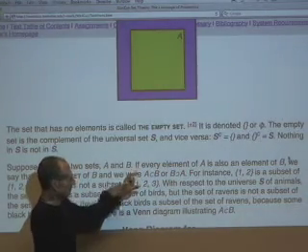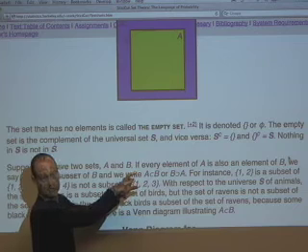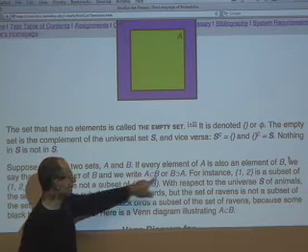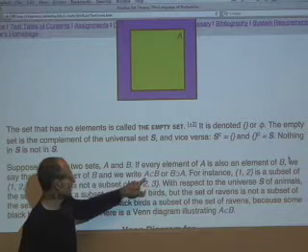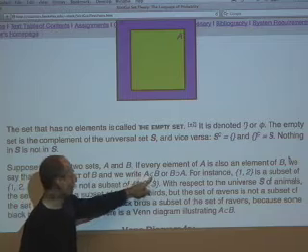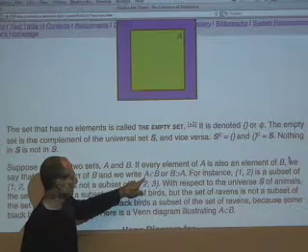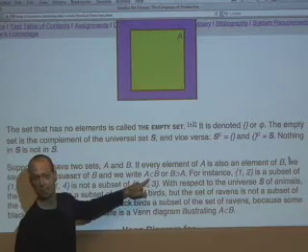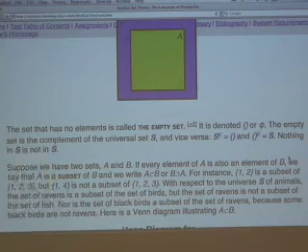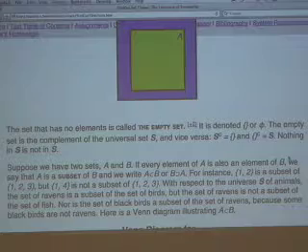Containment is different from the little e, is an element of. For A to be an element of B, B would have to be a collection of things that includes A as one of its members. This relationship with the subset means that everything that is an element of A is also an element of B. It doesn't mean that A itself is an element of B.